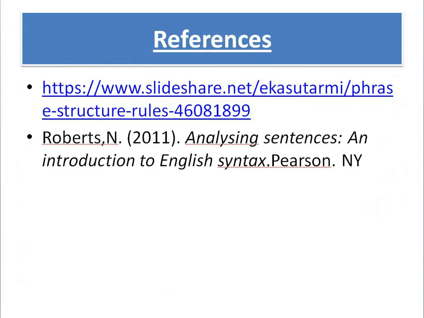These are some references, and the book here, "Analyzing Sentences", is a very important book. If you like, you can download it from the net. It is very useful for you in understanding the terms of phrase structure grammar. These are the references. You can take guidance from these references.